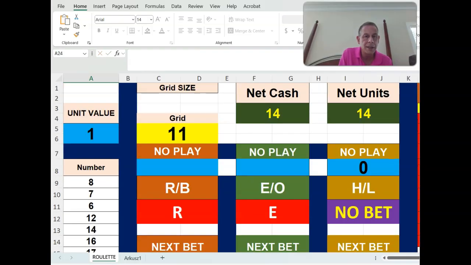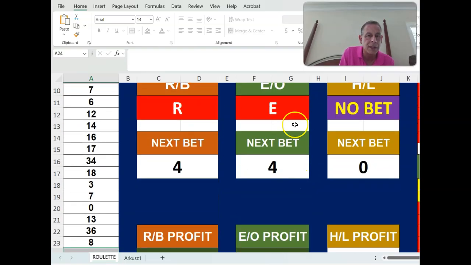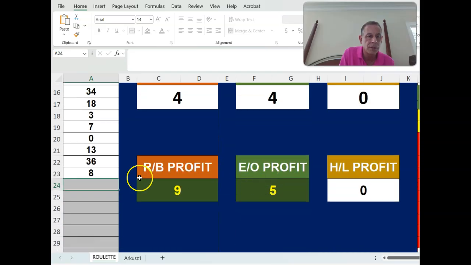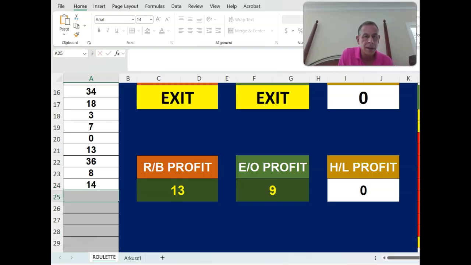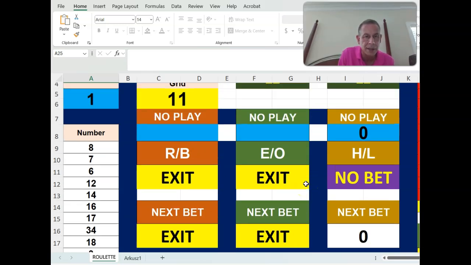Right? An 8. We're at 14 units profit. You could quit there if you want. And now we're still on red and even. 4 units each. Right? 4 units each. And the next result is a 14. And bam, we exit. See how it shows that you exited? You exited the grid. There it is. On both at the same time.